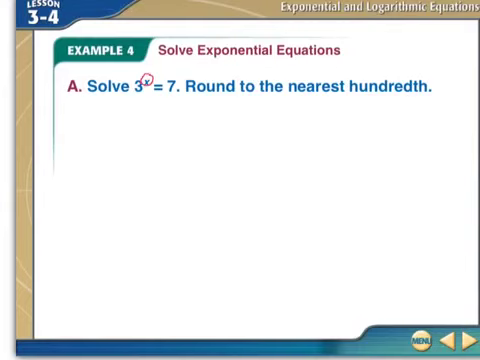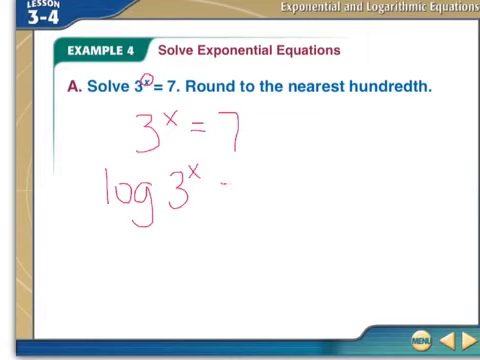Now, here's the deal. We have 3 to the x equals 7, and anytime we do anything to either side of the equation, we have to also do that same thing to the other side of the equation to keep the equation balanced. So if I start by taking the log on the left side of the equation, I also have to take the log of the right side of the equation.